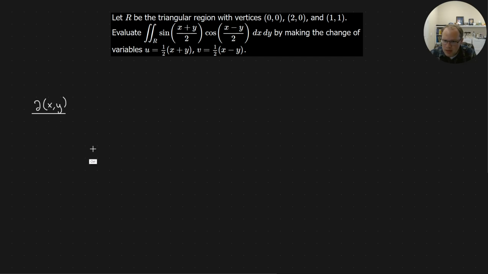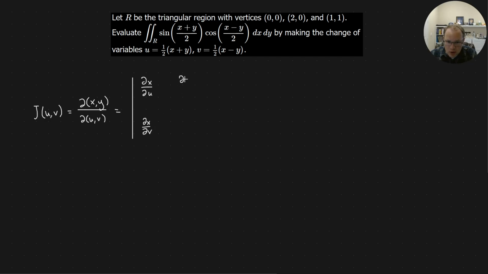Okay, by the way, let me show you one other way that we sometimes write this. If we just have J of uv, that's also the Jacobian determinant with respect to variables uv here, just in case it comes up. It means the exact same thing. Okay, so we want the determinant of the partial derivatives: partial x partial u, partial x partial v, partial y partial u, partial y partial v.